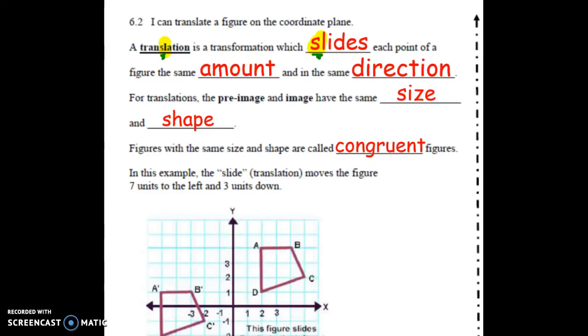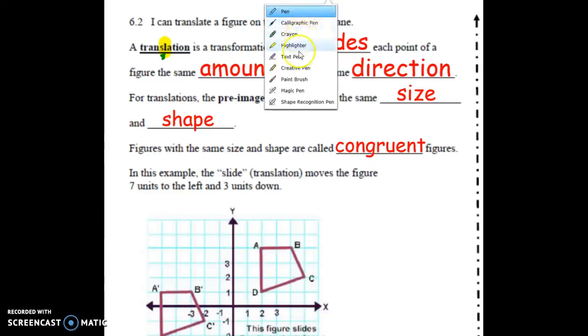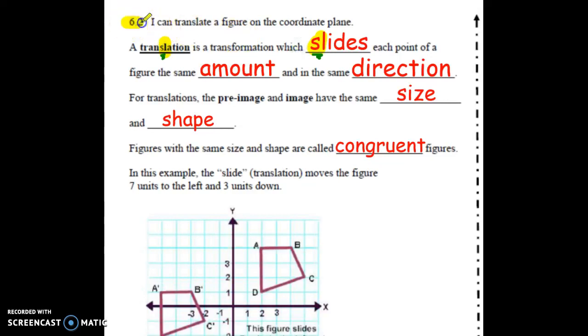Okay, this lesson is Unit 6, Lesson 2. It's all about figuring out how we can translate a figure, but using graph paper on the coordinate plane. So remember, a translation, you want to highlight this word and put a little line underneath the SL, which is going to help you remember the definition of a translation is a slide.